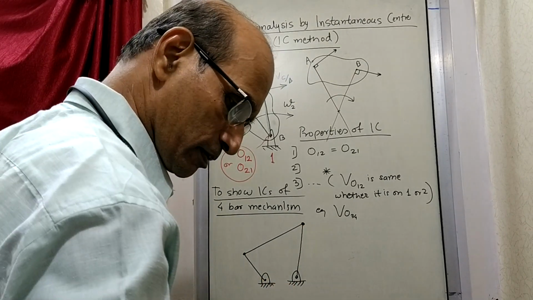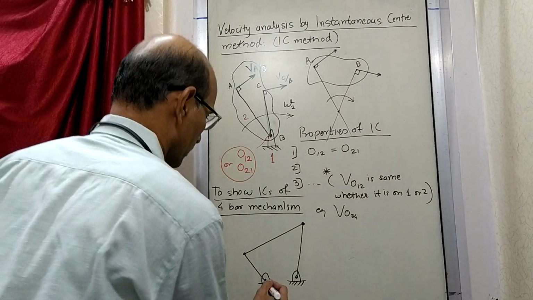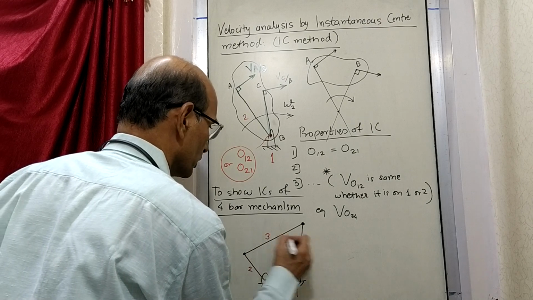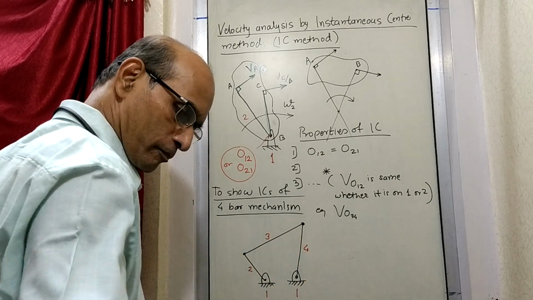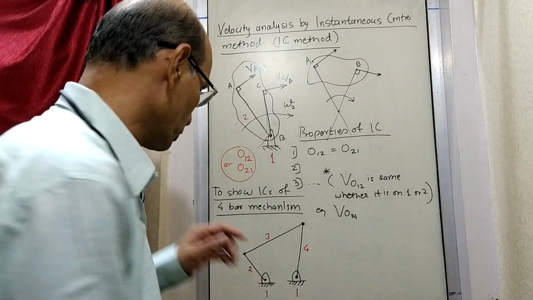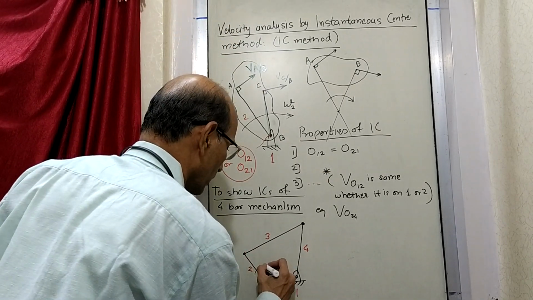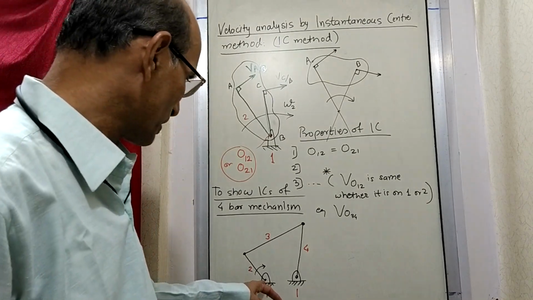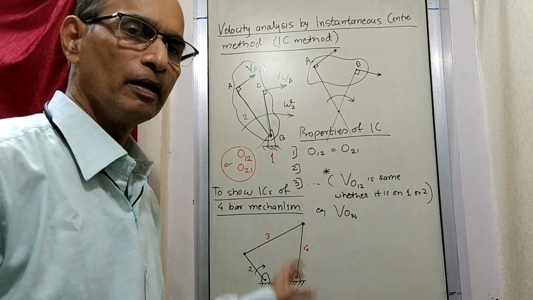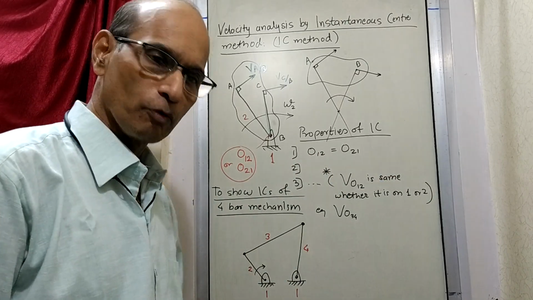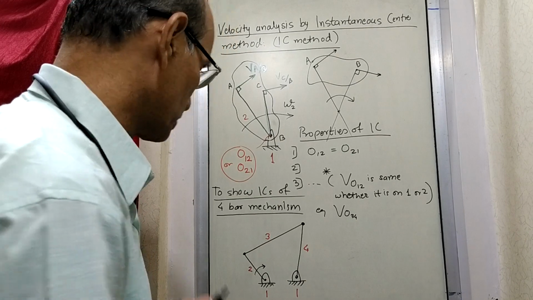So this is link number 1, 2, 3 and 4. These are the usual 4-bar mechanism which we have done many times, and out of that link number 2 is rotating like this. Now earlier we used to specify points A, B, C, D here and then do the polygon method analysis. Now here first thing is we will identify the centers, instantaneous centers.